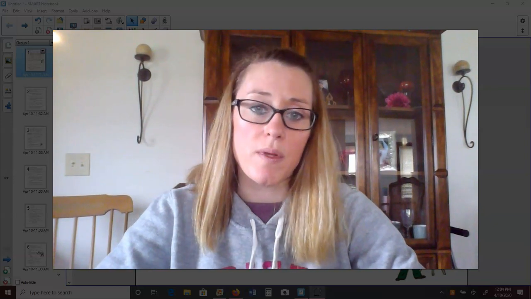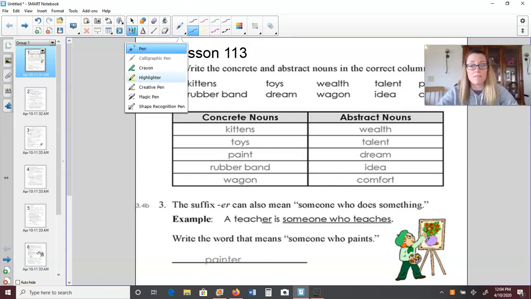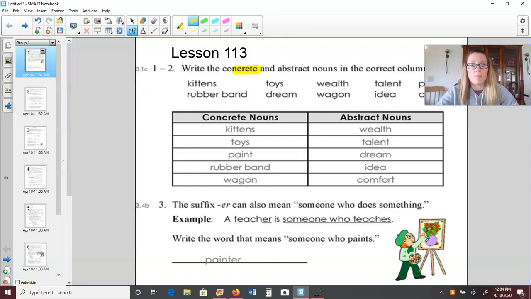You'll need your books open to lesson 113, and a pencil, of course. Number 1 and 2 wanted us to write the concrete and abstract nouns in the correct column. So we need to remember what those two terms mean, concrete and abstract. If a noun is concrete, it means that we are able to see it, feel it, touch it. It's kind of like an existing thing. Abstract is more of an idea or a feeling. It's really hard to physically see it.